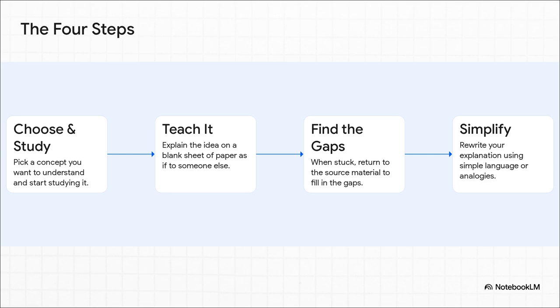Then comes step 3, the moment of truth. Every time you hesitate, you get stuck, or you find yourself using a bunch of jargon, bam, that's a gap in your understanding. You have to go back to your books and fill that hole. And finally, step 4, you refine. You look at what you've written and you simplify it, ruthlessly. You replace complex terms with simple ones. You come up with analogies, because if you can't explain it simply, you don't really get it.